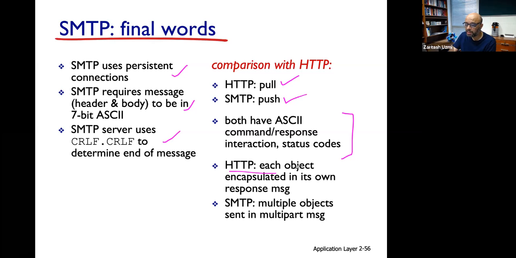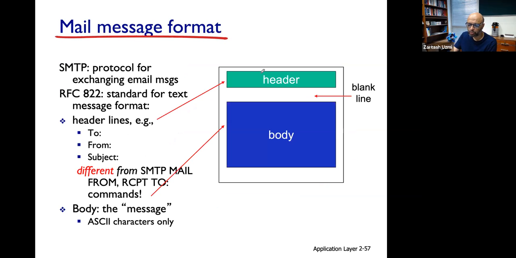In HTTP, each object is encapsulated in its own response message. Okay? In the case of SMTP, multiple objects are sent in a single message, but that message can have multiple parts. So generally you have the header of the email, and then the body of the email. Header and body of the email are described in a very old RFC, 822, which has not changed much.